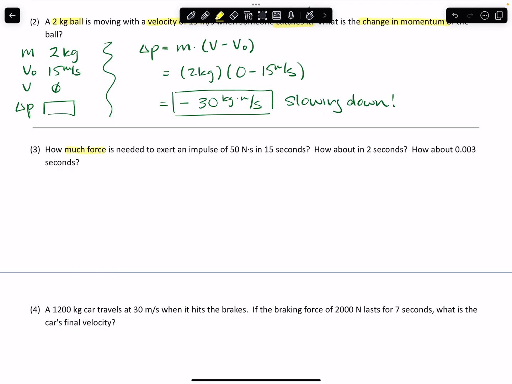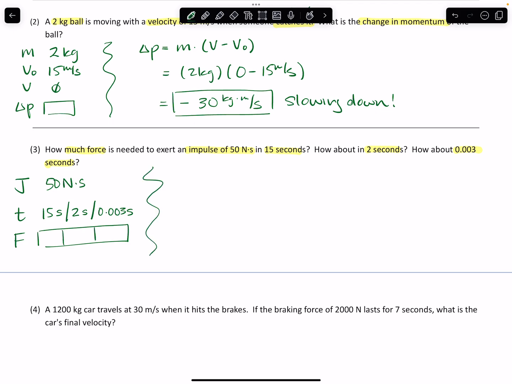How much force is needed to exert an impulse of 50 newtons times seconds for 15 seconds? How about 2 seconds? How about 0.003 seconds? All right, so we've got a, oh, I'm sorry, not a mass value. Oops, wrong problem. We've got an impulse value. We've got a time, and we're asked to find the force. So the impulse is 50 newton times seconds. And we've got a time of 15 seconds, 2 seconds, and then 0.003 seconds. And we're going to need to find the force value for each one of those.